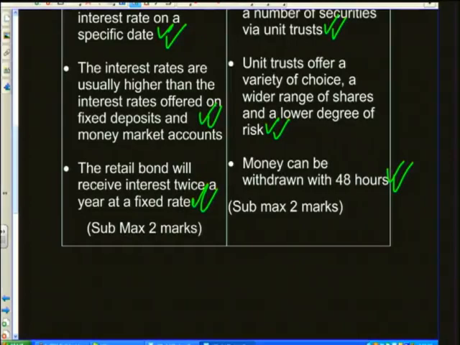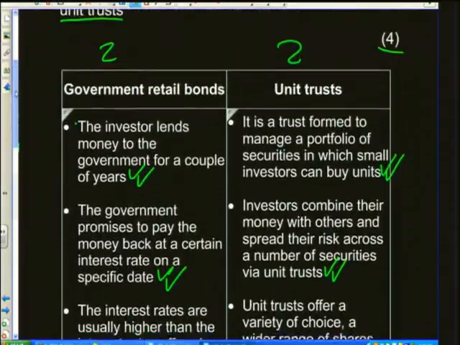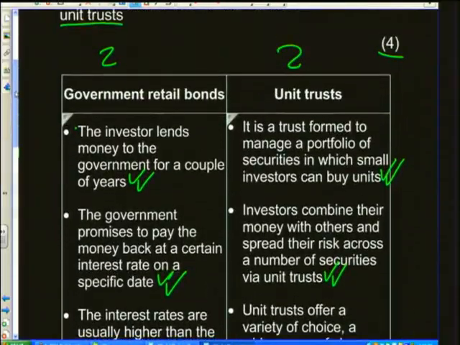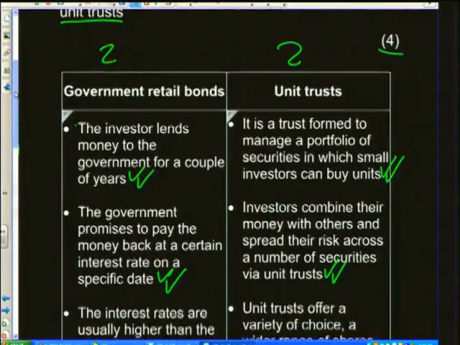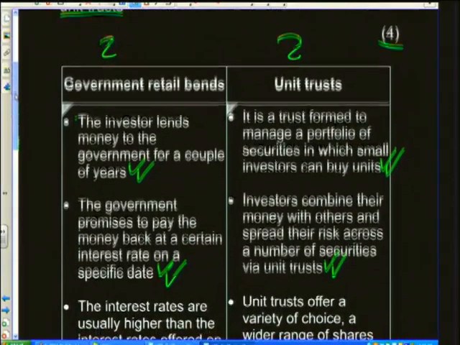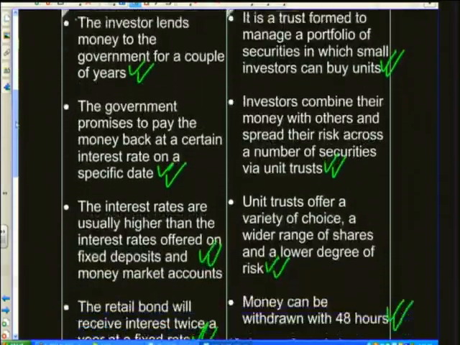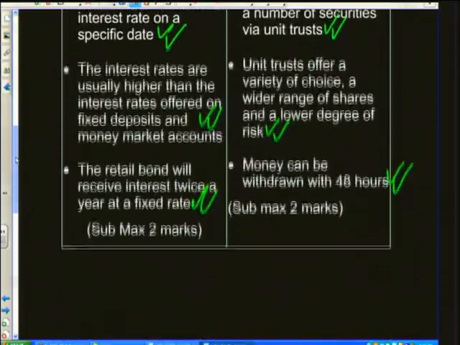Where if you look at a government retail bond, we have to wait 2 years for that bond to mature. Right? We cannot get our money any time before then. We have to wait for the maturity of it there. So as you've seen, this was for a 4-mark question. All right. So we've got 2 marks from the government retail bonds, 2 marks from unit trusts, and it makes up our 4 marks there.